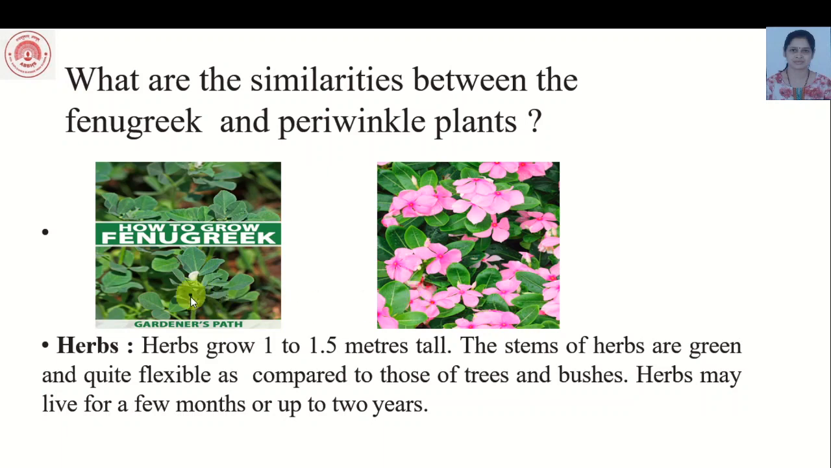Observe the stem of an herb. It is green in color and it is quite flexible. This is the fenugreek plant, meaning methi, and this is the periwinkle plant. As compared to those of trees and bushes, these plants are flexible. Herbs may live for a few months or up to 2 years.